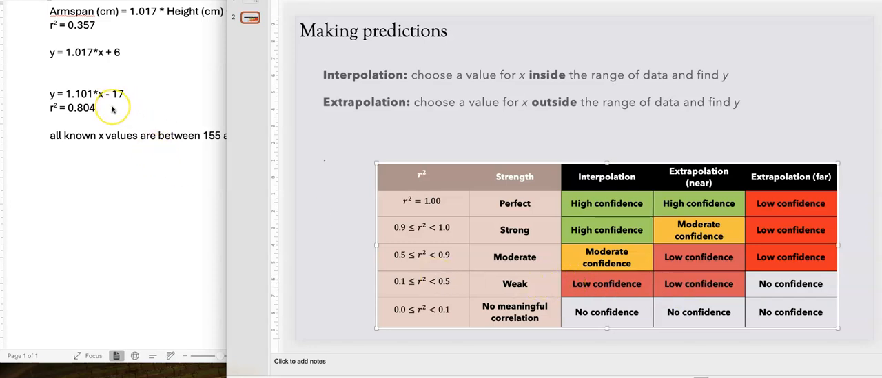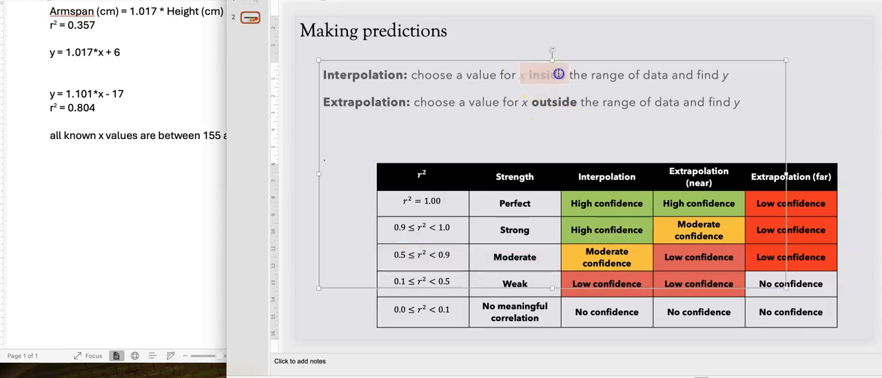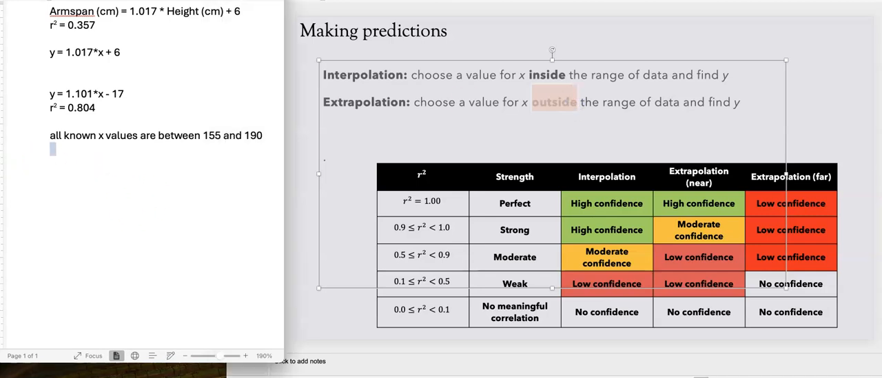When we removed the outliers, and again, we only remove outliers if there's genuine reason to, our r squared value became 0.804. So now all of a sudden we're in this row here, between 0.5 and 0.9. So it's a moderate strength. And that has an impact on how confident we are in our predictions, depending on whether we're predicting a value based on x being inside the range of data, so in this case between 155 and 190, or if we're extrapolating, where x is outside the range of data. So how do we do this?